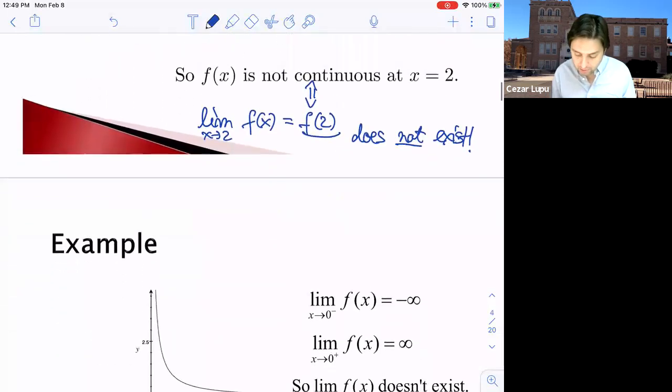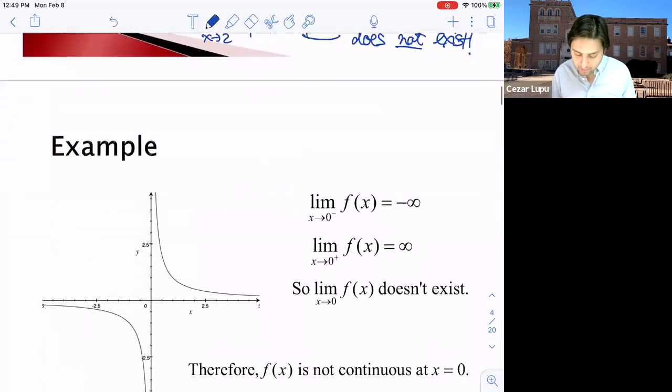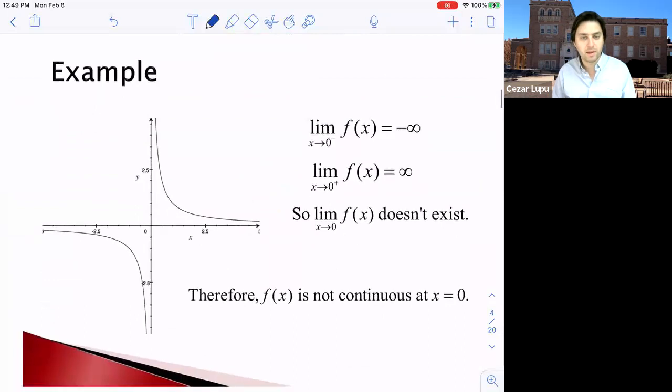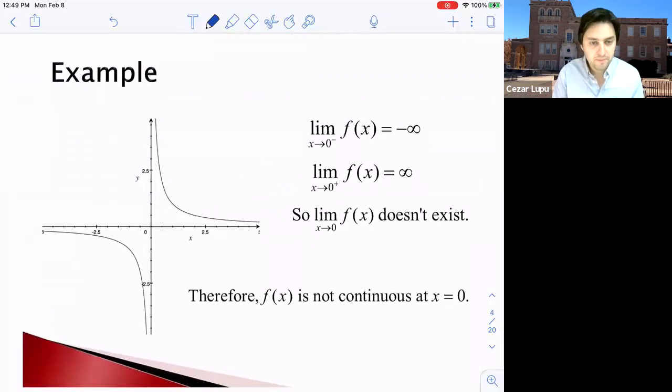I'm going to spoil it right from the beginning. Look at this function, right? We have seen the graph of this before. And let's see what happens at 0, right? When we take x to be very close to 0, well, 0 from the left and 0 from the right.